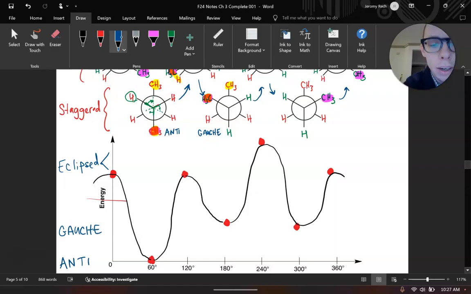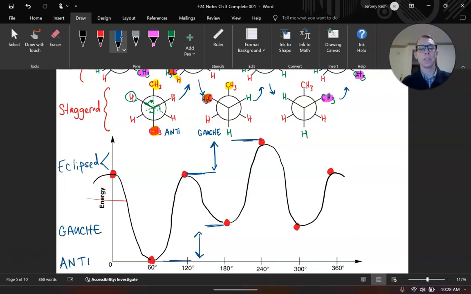And there's going to be an energetic difference between those two, as well as between our anti and our gauche. There's going to be some energy difference. So that curve is going to be kind of shifted up and shifted down. And here you'll see that there's going to be difference in our torsion. Some of your torsions are going to be lower and some of your rotations are going to be higher energy based on the size of your groups. Now, this seems like a very involved problem because we're drawing a bunch of different structures and a bunch of different points.